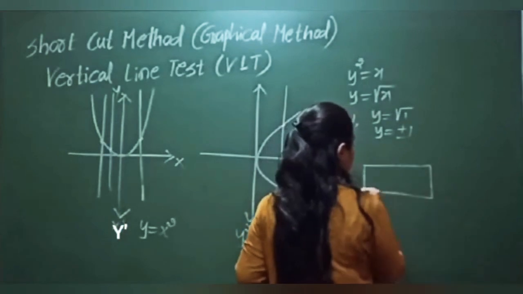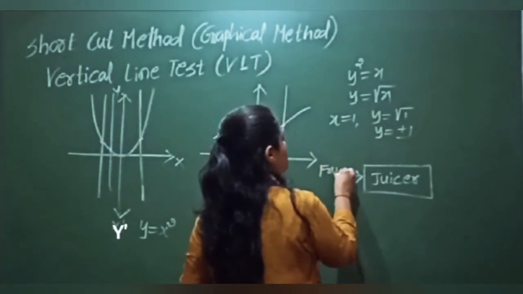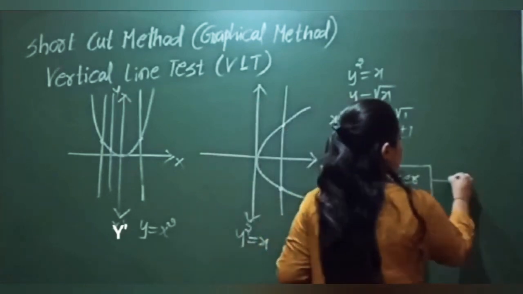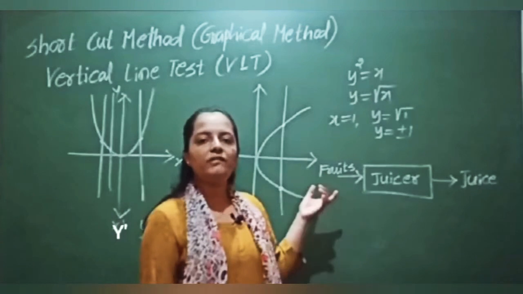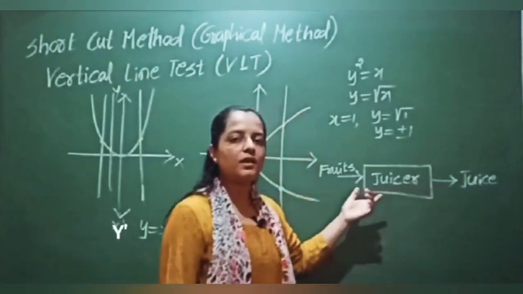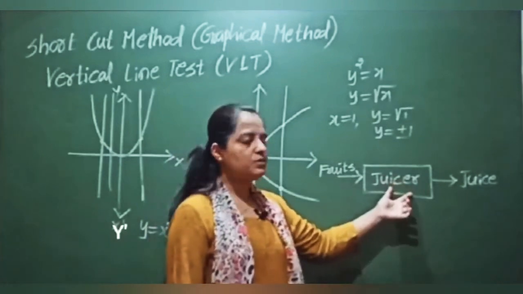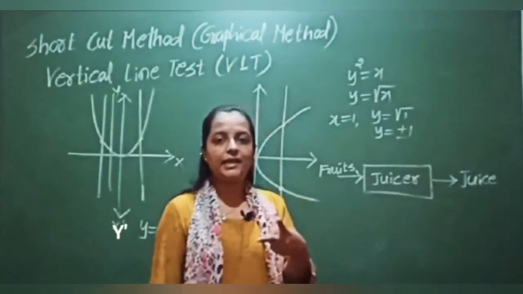I have considered the machine as a juicer. If I give fruits to it, it is going to give some output, that is what we get as juice. If you give mango fruits to the juicer, you are going to get mango juice. If you give orange fruits to the juicer, you are going to get orange juice. At a time you are not getting two outputs.